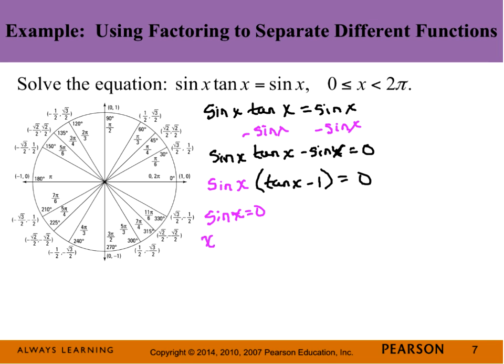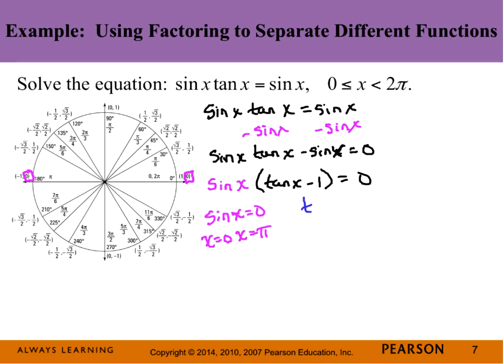That occurs when x is 0 or x is pi, and I'll show you where that lives. When x is 0, the sine of x is 0, and when x is pi, the sine of x is 0. Okay, I'll do the tangent in a different color.